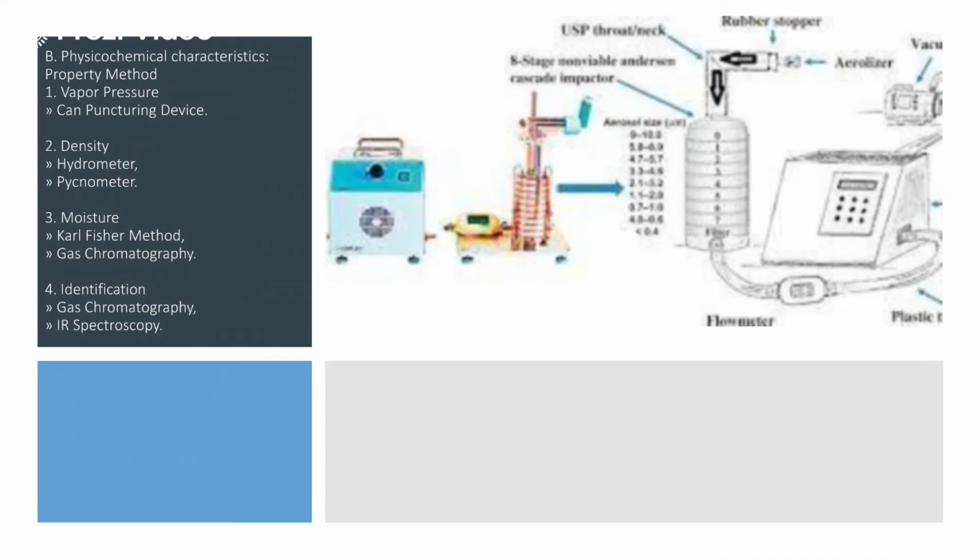Next, we move to the other physicochemical characterization that needs to be conducted on the auxiliary units. For example, vapor pressure determination, which can be determined by using a pressure gauge device, or density determination, which is carried out using a hydrometer or a pycnometer. Then the moisture content is determined using the Karl Fischer method or the gas chromatographic technique. My dear students, you need to memorize these techniques. Then the identification test can be carried out using gas chromatography or IR spectroscopy.